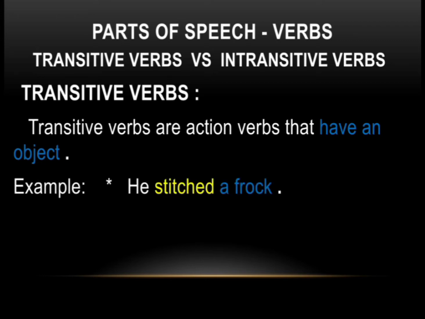The first example is, he stitched a frock. In this sentence, stitched is the verb. What did he stitch? A frock. So this is an object. So since this verb is followed by an object, it is called a transitive verb.